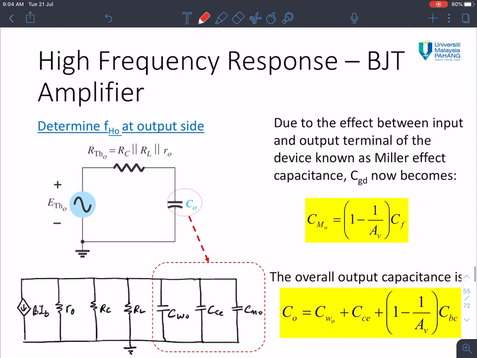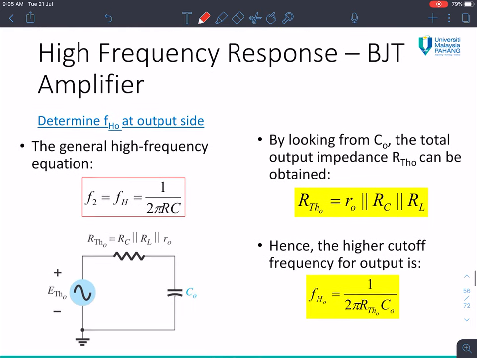Next, for FH out, the frequency at the output side, the C out contains CW out, CCE, and CM out. The CM out is 1 minus 1 over AV, multiplied by CF. Sorry, this is not CGD, it becomes CBC. So this CF is CBC. The overall output capacitor is CW out plus CCE plus CM out.